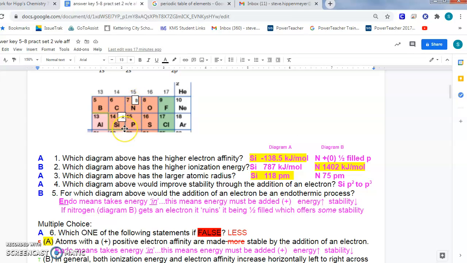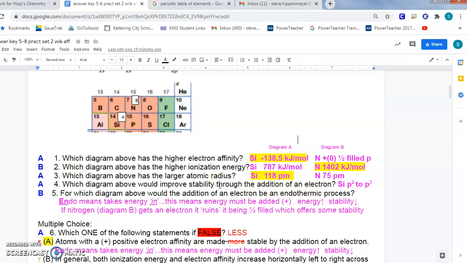And silicon has a whole additional row or level to it. Nitrogen has electrons on 2 levels. Silicon has electrons on 3 levels. So who has the larger radius? Silicon does. Its radius happens to be 118. You don't need to look it up, but it has 118. Nitrogen is only 75.